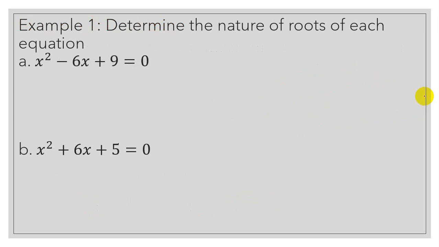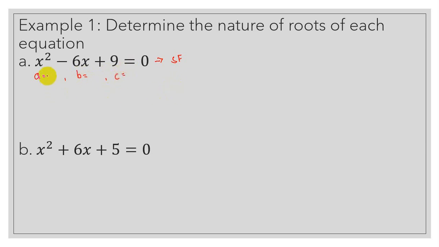Next, let's have the first example. Determine the nature of roots of each equation. Letter A, x squared minus 6x plus 9 equals 0. You have to make sure that the given quadratic equation is arranged in standard form. If it's not, you have to arrange it. In this case, x squared minus 6x plus 9 equals 0 is already arranged in its standard form, therefore we can proceed. Then the next thing is, once you have arranged it in standard form, you need to identify the values of A, B, and C.